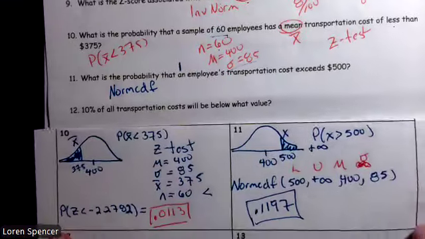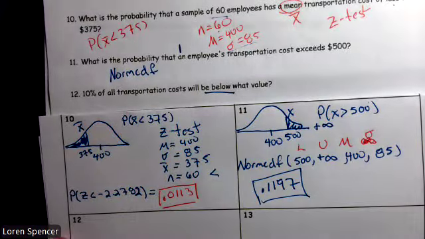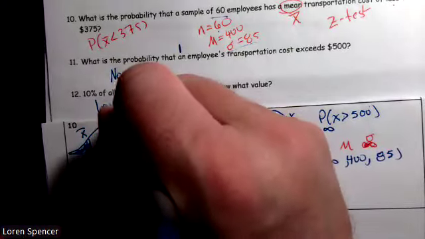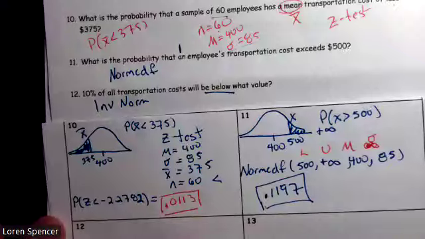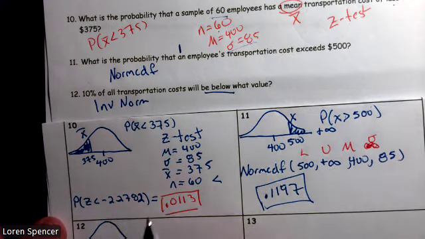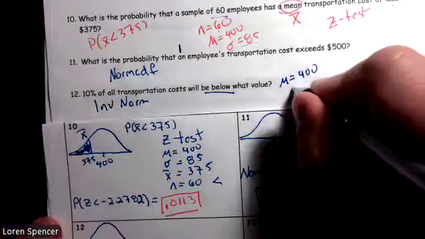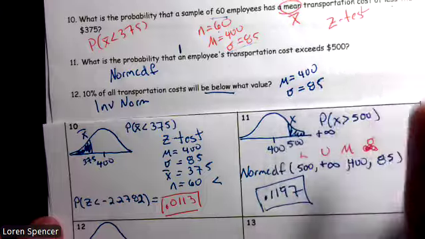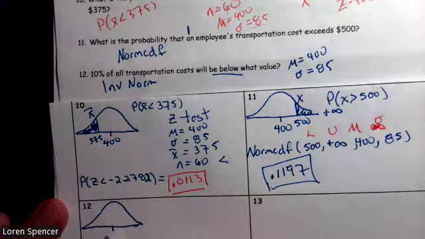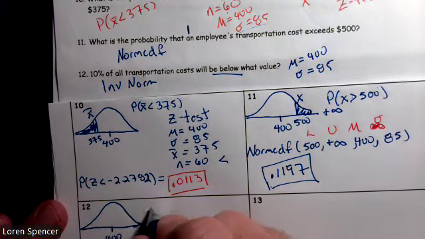Moving right along to number 12. 10% of transportation costs will be below what value? All right. They're giving us a percentage. That tells me we're looking for an inverse norm. So I'm going to draw my picture, but they're not asking for a z-score, so I have to use my actual values. Well, my actual mean was 400, and my actual standard deviation was 85. They gave us that earlier. So I'm going to go ahead and put that 400. Now the tricky part. 10% will be below what value? So I'm going to draw my 10%.